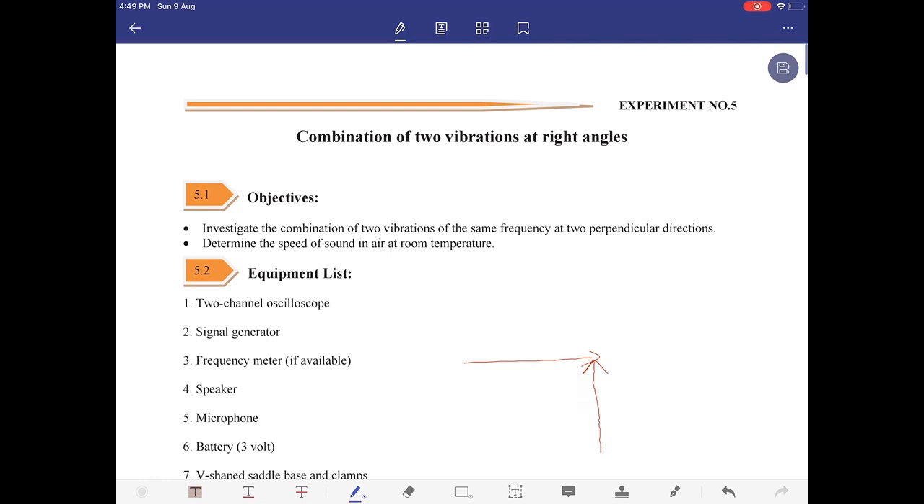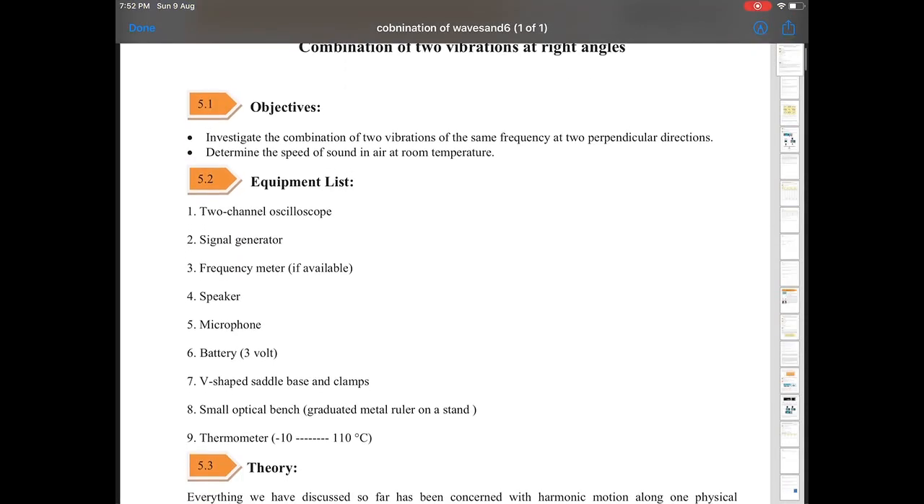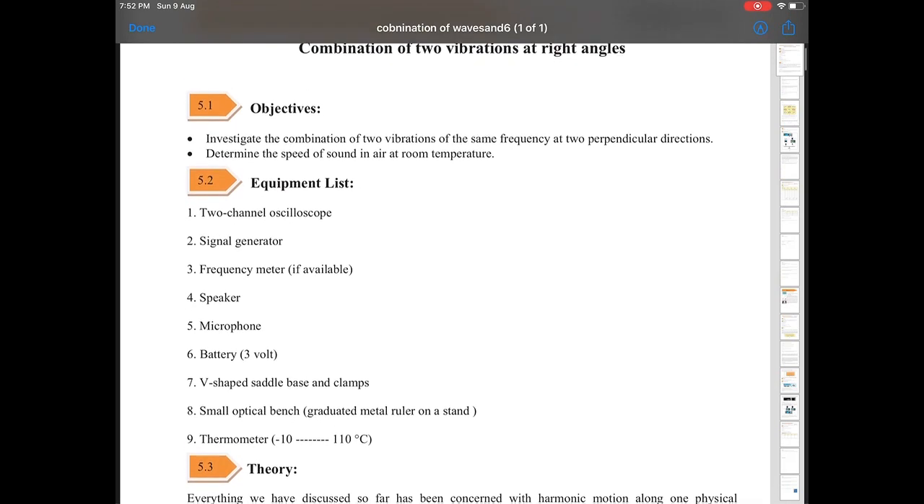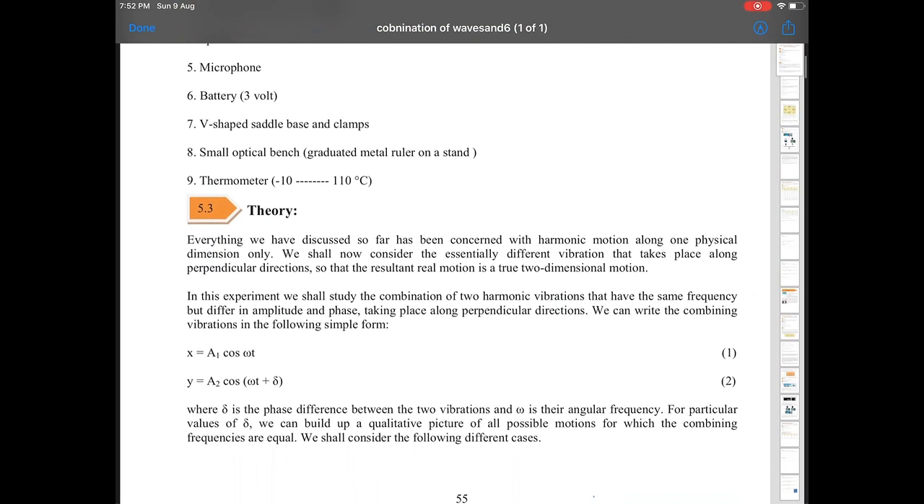For that, we are going to combine two sound waves perpendicularly, and we are going to take two sound waves of the same frequency. In our experiment, the frequency is the same. So both of them have the same frequency, and that is our experiment. Have a look. Okay, so what's our plan? We are going to combine two waves.